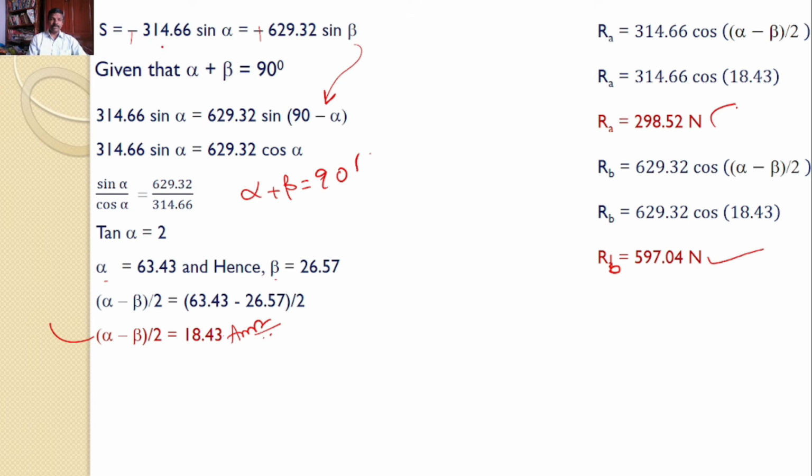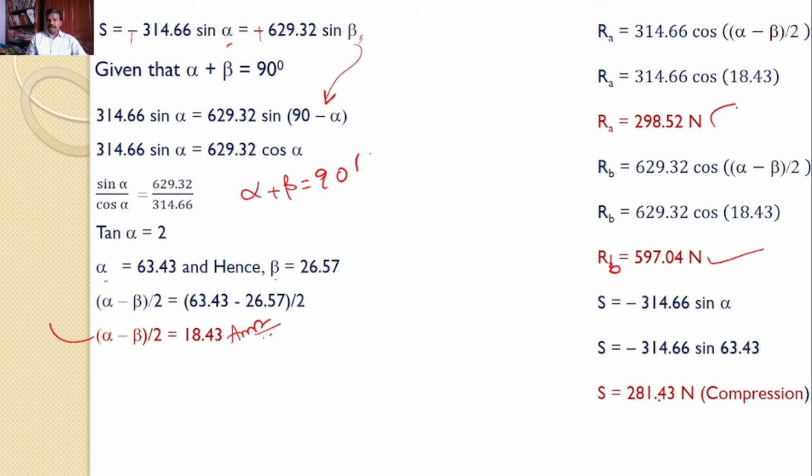Similarly, I can also find the value of S. You can substitute either alpha here or beta here. So minus 314.66 into sine alpha gives the value of 281.43 newtons, but it is minus. What does that minus indicate? Initially we assumed that the force along the rod AB is tension. Since I got minus, it is compression. Hence the final answer for S is equal to 281.43 newtons compression. So all these four are the answers for the given problem.